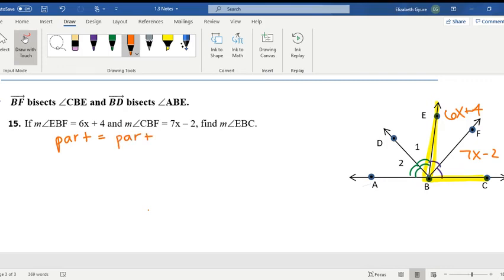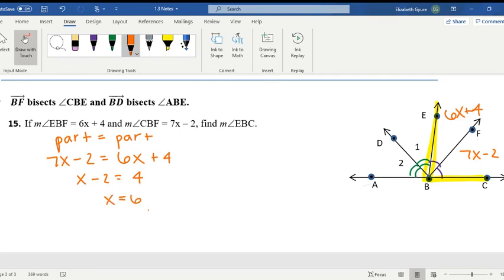And just to make my life a little easier so I can work with some positives, I'm going to put the 7x minus 2 on the left and the 6x plus 4 on the right. It doesn't matter though, you can do it either way. I'm going to subtract 6x over to get a positive x. Minus 2 equals 4. Add your 2 over to get 6.